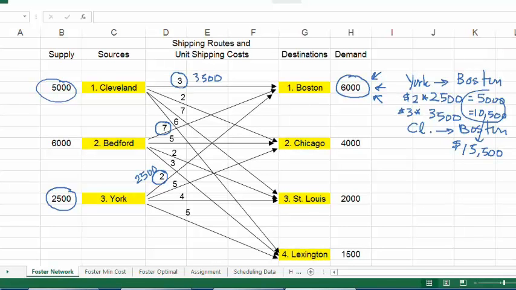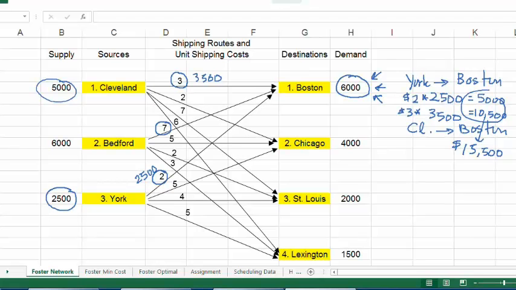And we could do it not just for Boston, but for others too, maybe Chicago, St. Louis, Lexington, or we could do it globally. We could look at all the routes and just pick the cheapest route, not worrying about which one should receive, and send as much as we can through that route, then go to the next cheapest route and so forth until all the demands are satisfied at these 4 distribution centers.